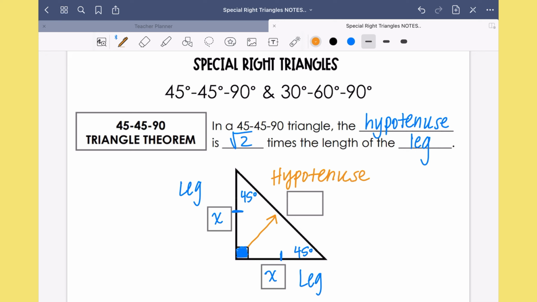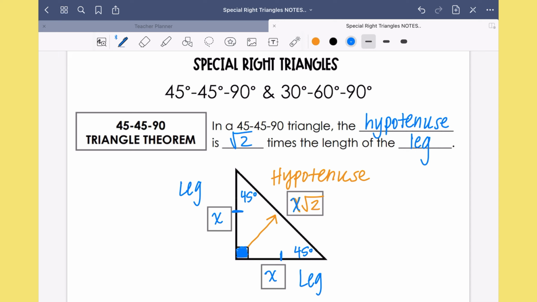And the hypotenuse, like it said here in our definition, is square root of 2 times the length of the leg. So that looks like this: x times the square root of 2. If you notice, it has that x value, but times the square root of 2. And that is how it's going to work for every 45-45-90 triangle. The legs are x, and the hypotenuse is x times the square root of 2.